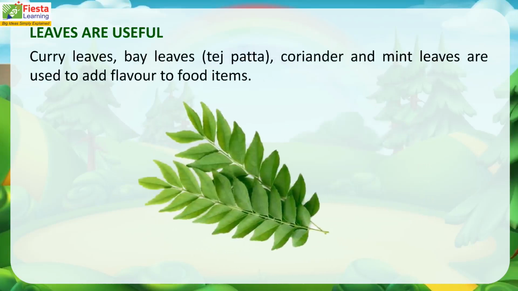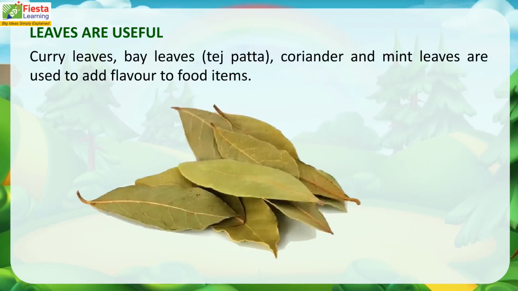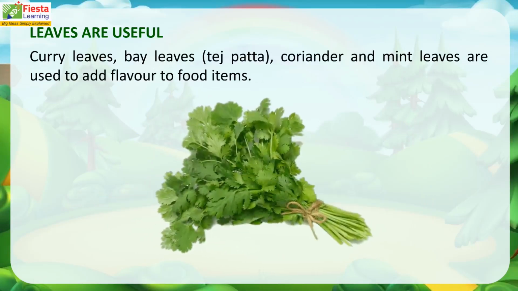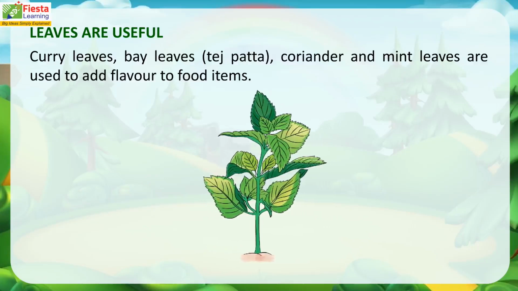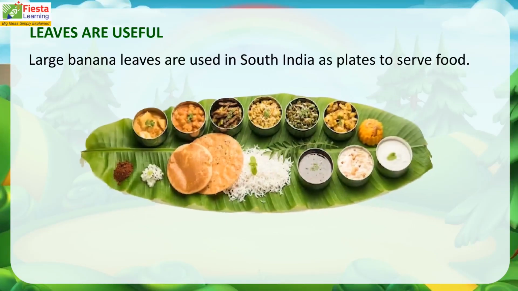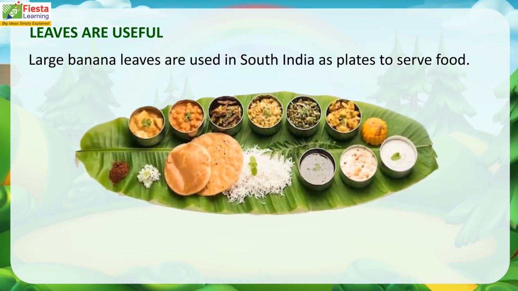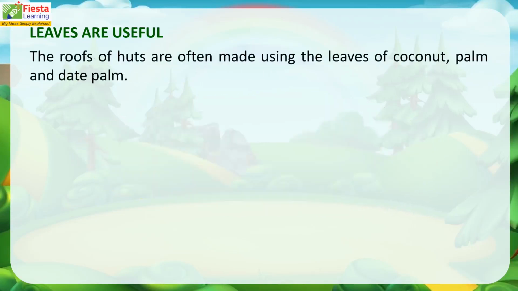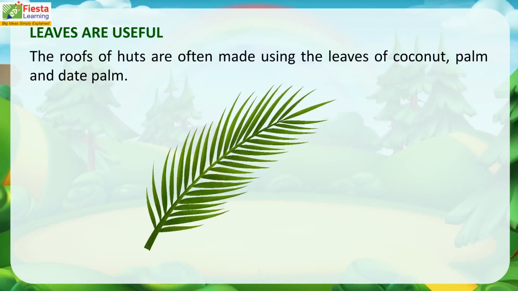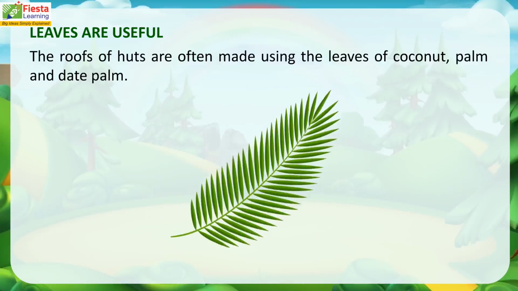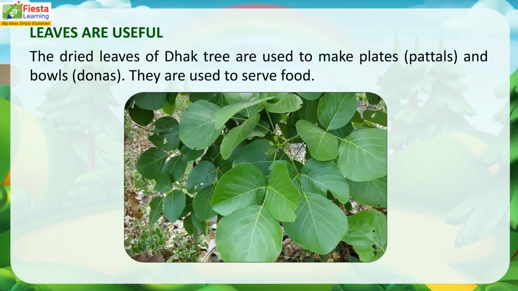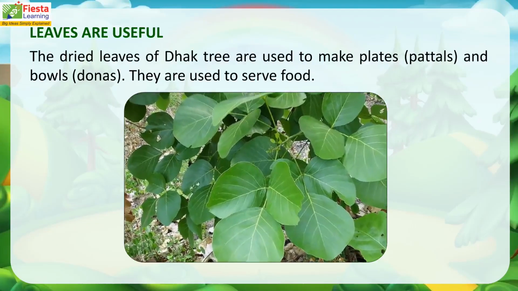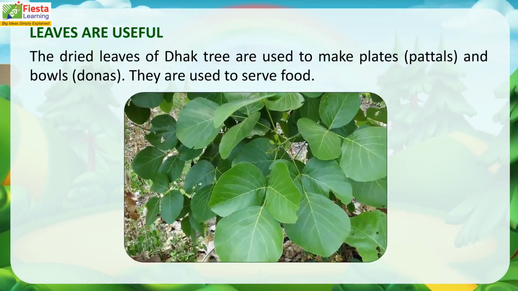Curry leaves, bay leaves, tej patta, coriander and mint leaves are used to add flavor to food items. Large banana leaves are used in South India as plates to serve food. The roofs of huts are often made using the leaves of coconut, palm and date palm. The dried leaves of the teak tree are used to make plates, petals, and bowls. They are used to serve food.